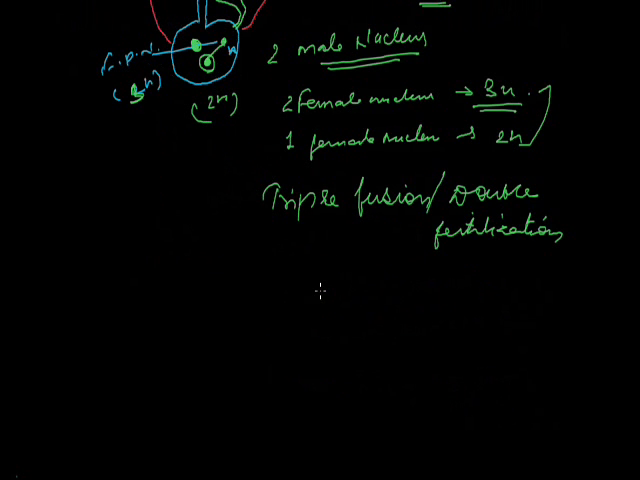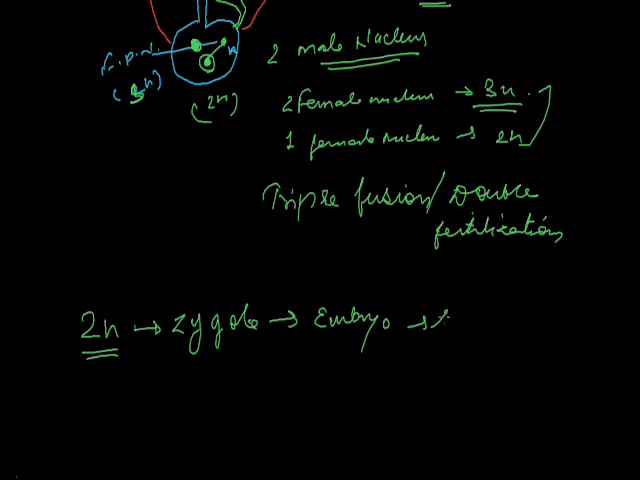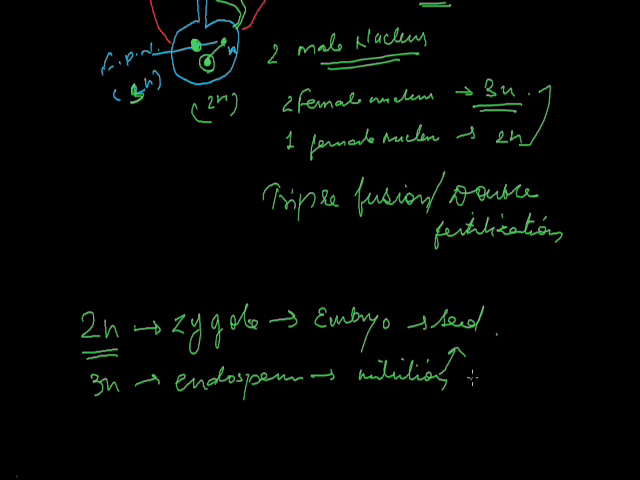Then after, what will happen? This 2n condition, the fertilized ovule, will form the zygote, the embryo, and the seed. Similarly, this triple n condition will further form the endosperm, which will provide nutrition to the seed, and then finally the whole ovary, after the development, will convert into the fruit.